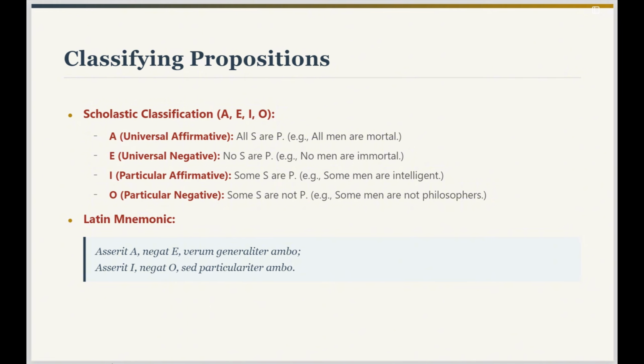Combine these and you get 4 basic types famously labeled A, E, I, O by the medieval logicians. A is universal affirmative, all S are P. E is universal negative. I is particular affirmative, some S are P. O is particular negative, some S are not P. Remembering them? There's even a little Latin ditty for that. It's handy because these categories are crucial when we get to analyzing arguments, especially syllogisms.